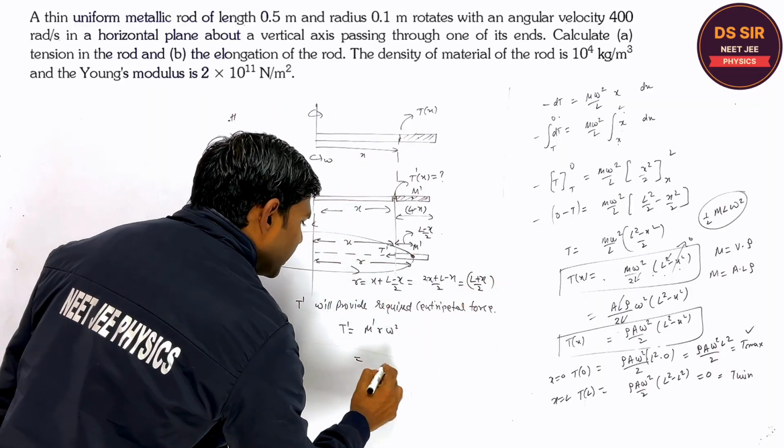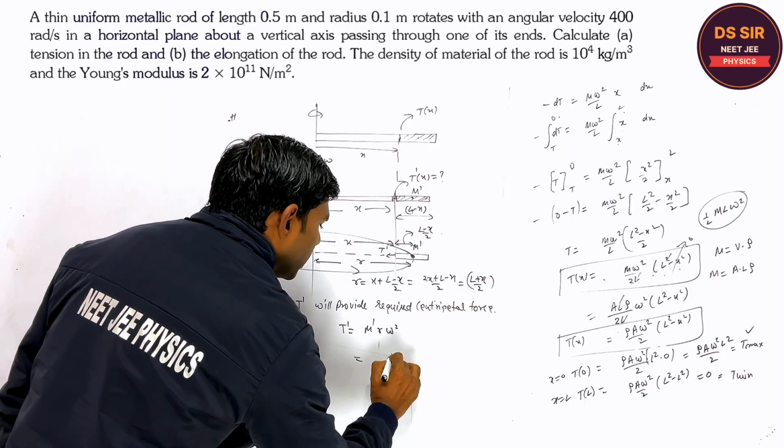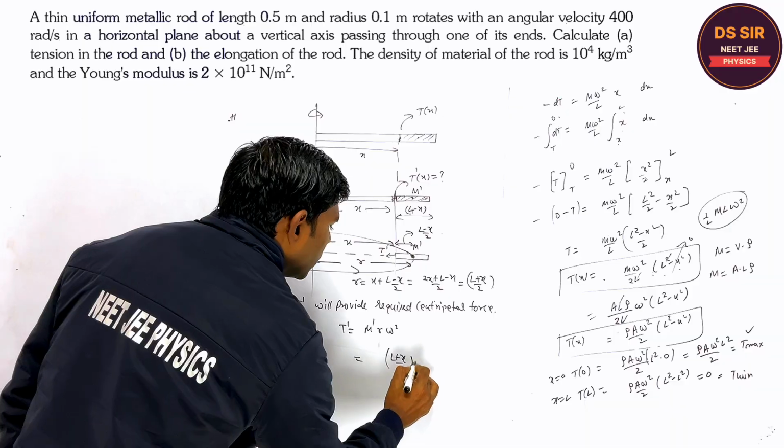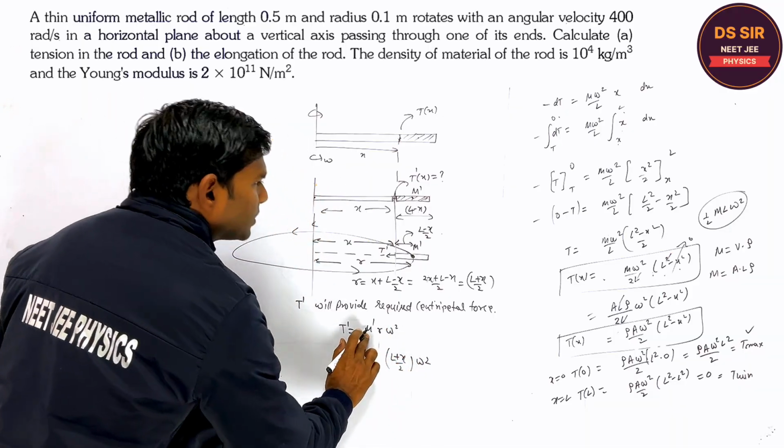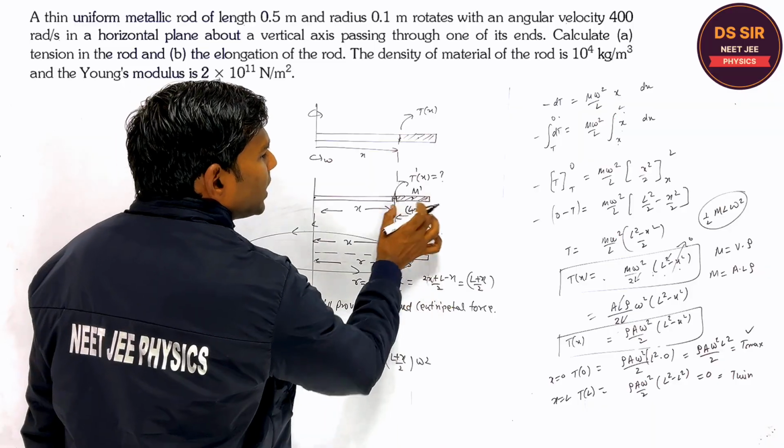So in place of radius, I will put (L plus x) by 2 into omega square. Is it clear or not? And what is the m dash? M dash is the mass of the portion of length L minus x.